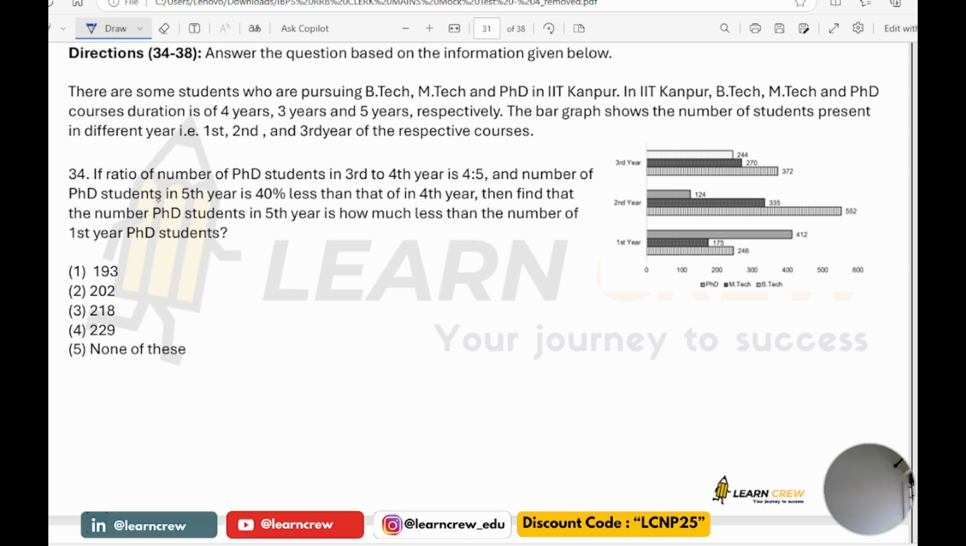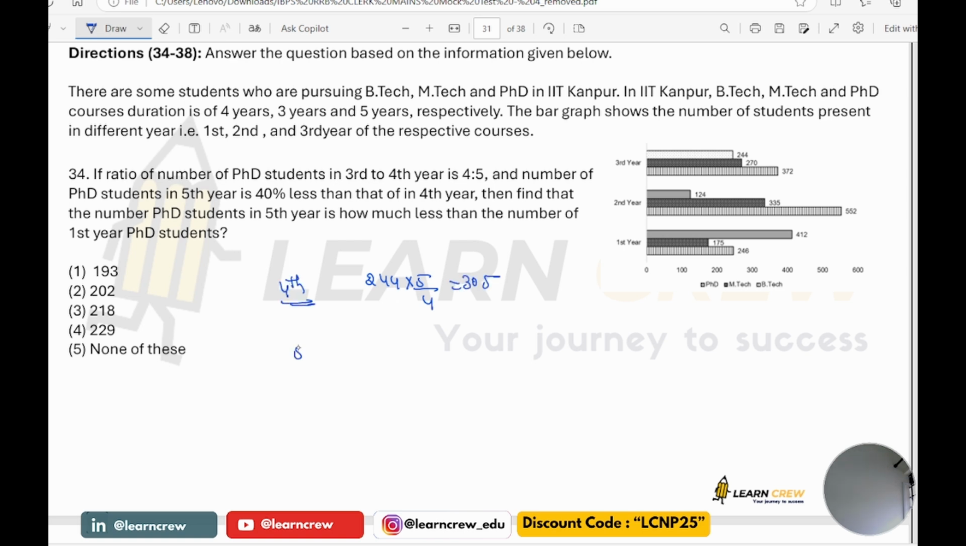4:5, and number of PhD students in fifth year is 40% less than that of fourth year. Then find the number of PhD students in fifth year is how much percentage less than number of first year. So how much are you going to get? Number of students in fourth year is how much actually? In 244, 25% more, which is 305.